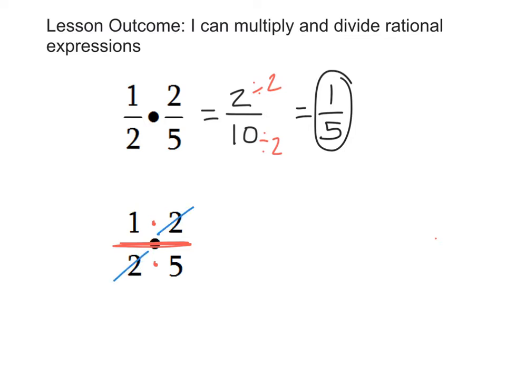And now, if we multiply across the numerator, technically when you cancel, they're 1s. So 1 times 1 is 1 over 1 times 5 is 5. And we arrived at 1/5, which is the same answer as we got up here. So, simplifying first is typically going to make it an easier problem than simplifying later.